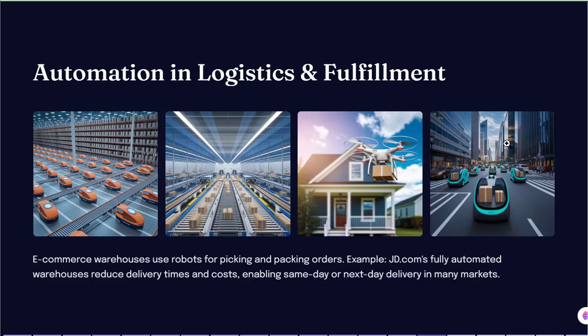Automation technologies like robot sorting systems and autonomous vehicles are being widely adopted to improve efficiency and speed. At JD.com, fully automated warehouses use robots for picking and packing orders, enabling faster and more cost-effective delivery. This automated system reduces delivery times and cost, allowing same-day or next-day shipping in many markets. The images on this slide provide examples of the different automation technologies being used in modern logistics and fulfillment centers.